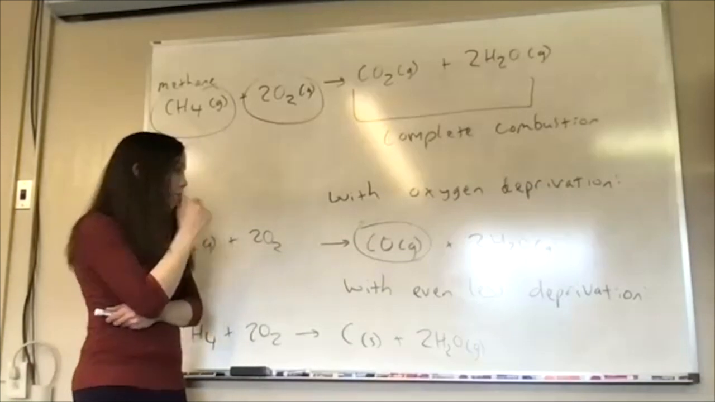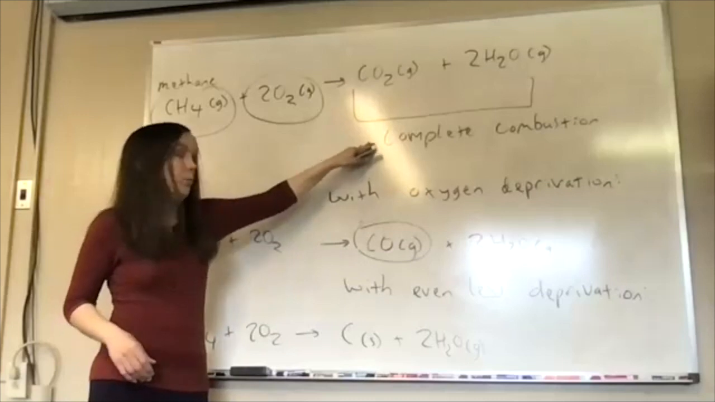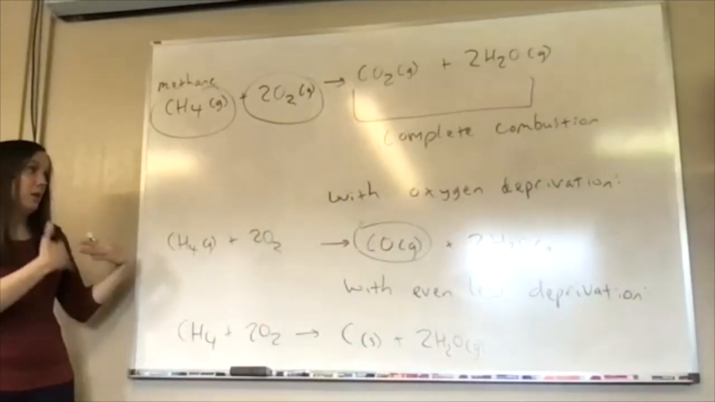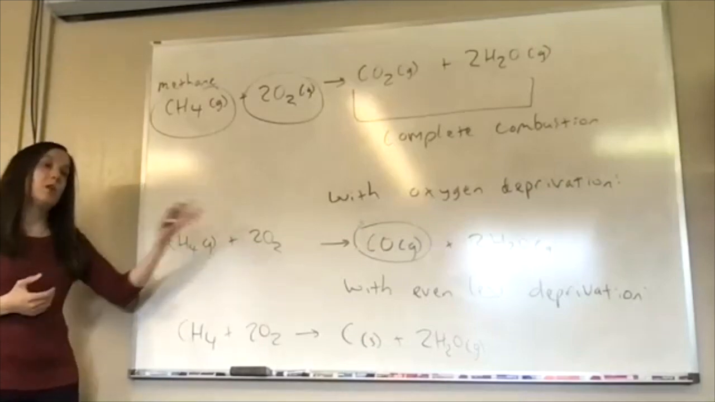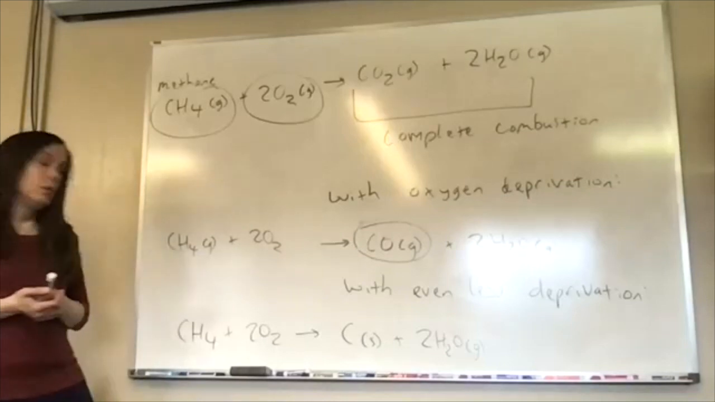Okay, so these are incomplete combustions. These two are incomplete. This one would be complete. Complete combustion takes place with enough oxygen present, and you get carbon dioxide and H2O produced. With incomplete combustion, you don't have enough oxygen present, and you get different products.